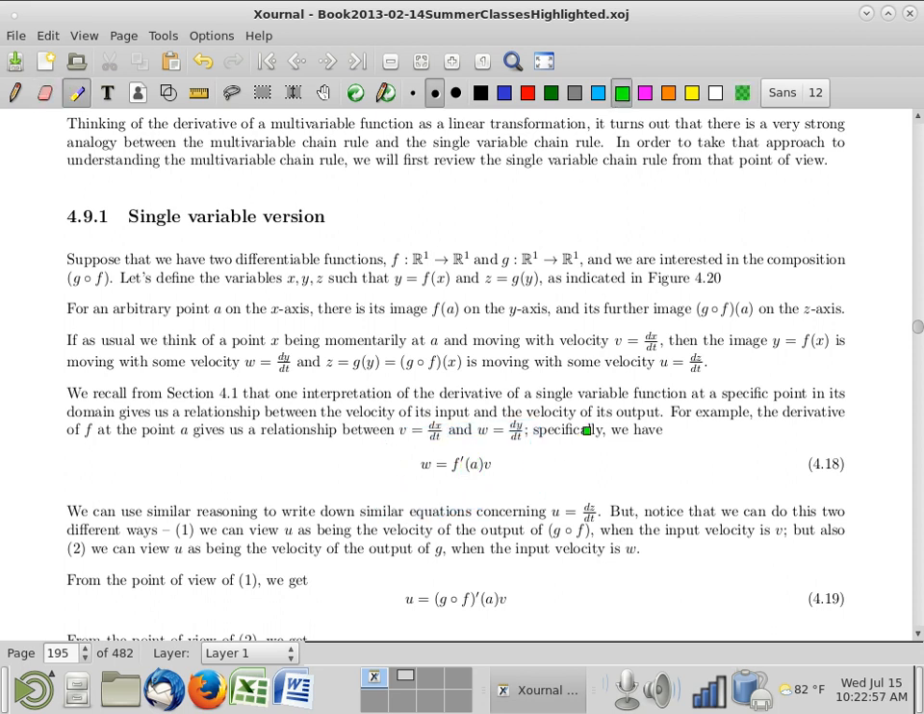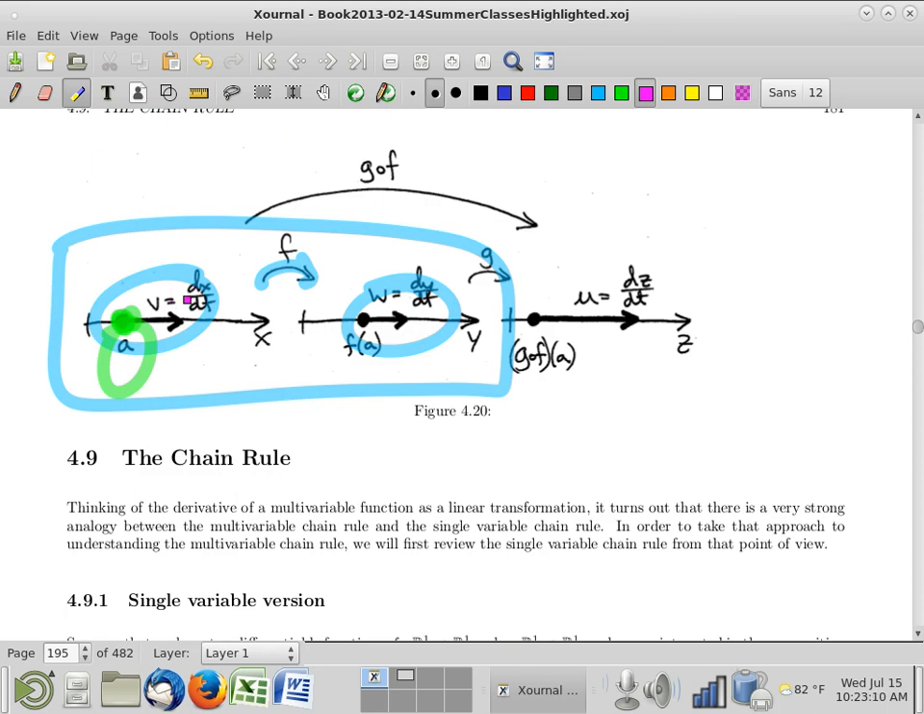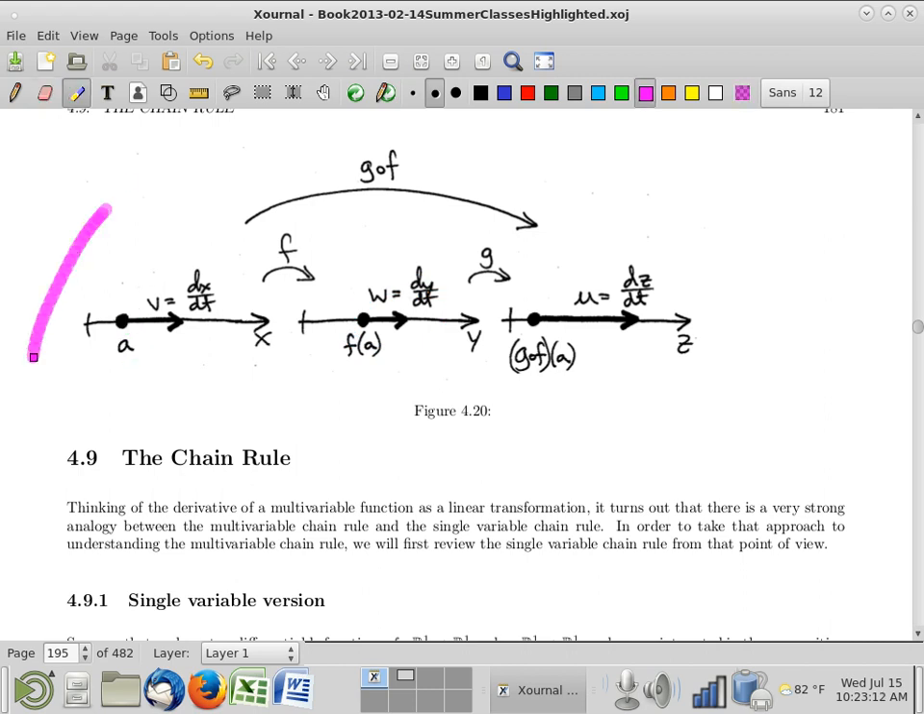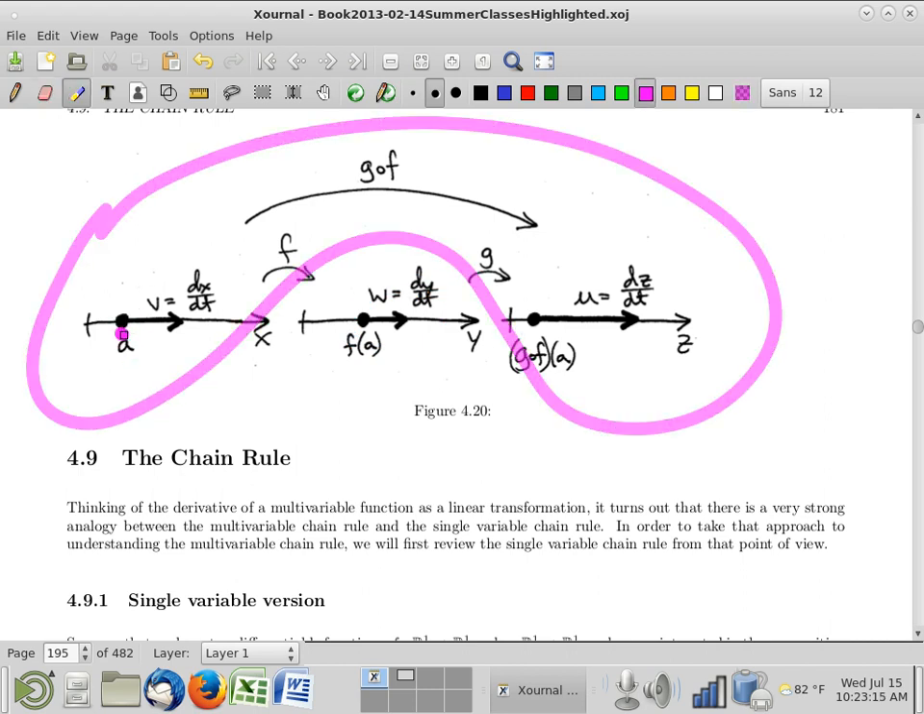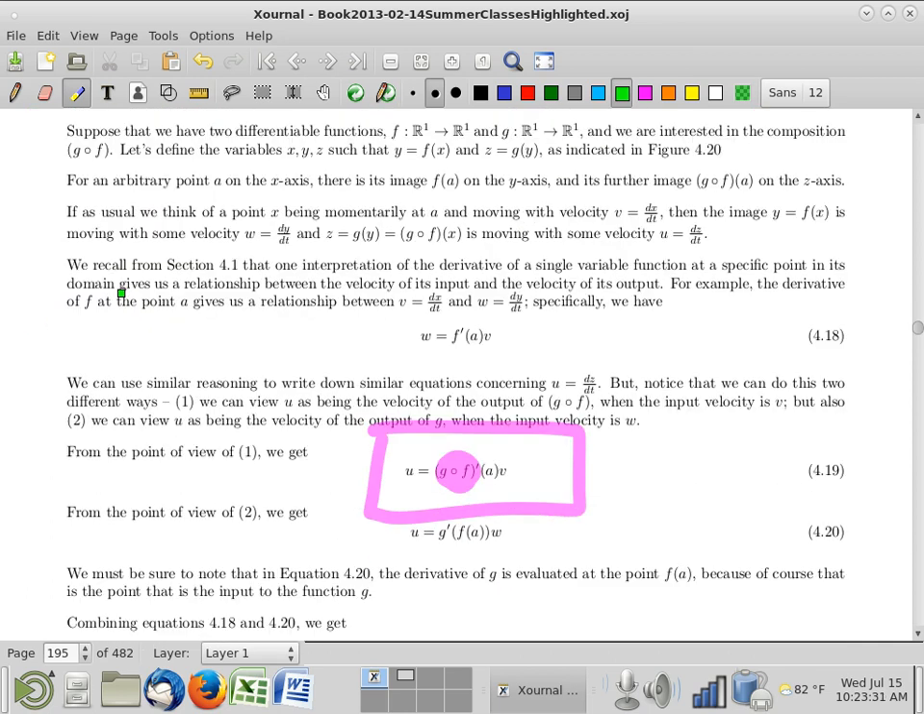Likewise for the composition, the function g compose f, its derivative is what you multiply by v to get u, the derivative of that composition. Where is the derivative evaluated? It's evaluated at the same point that the composition function itself is being evaluated, namely at a. So, derivative evaluated at a.